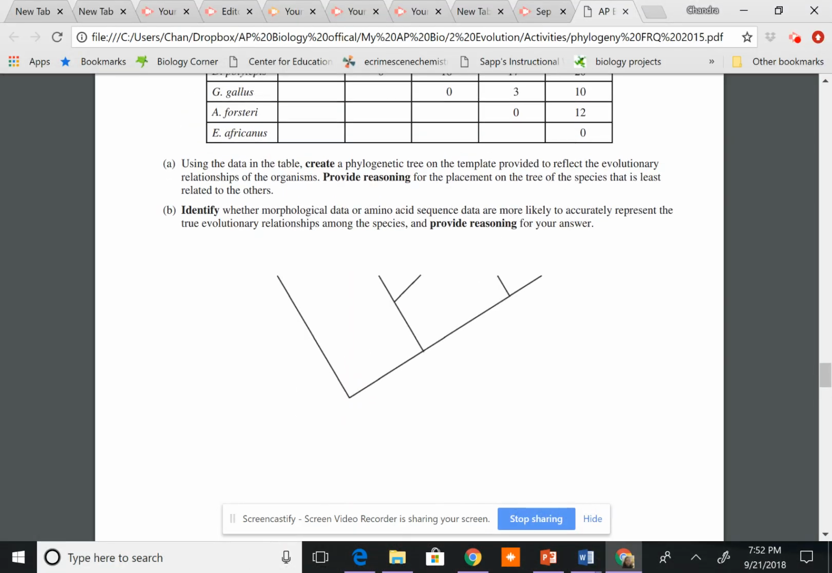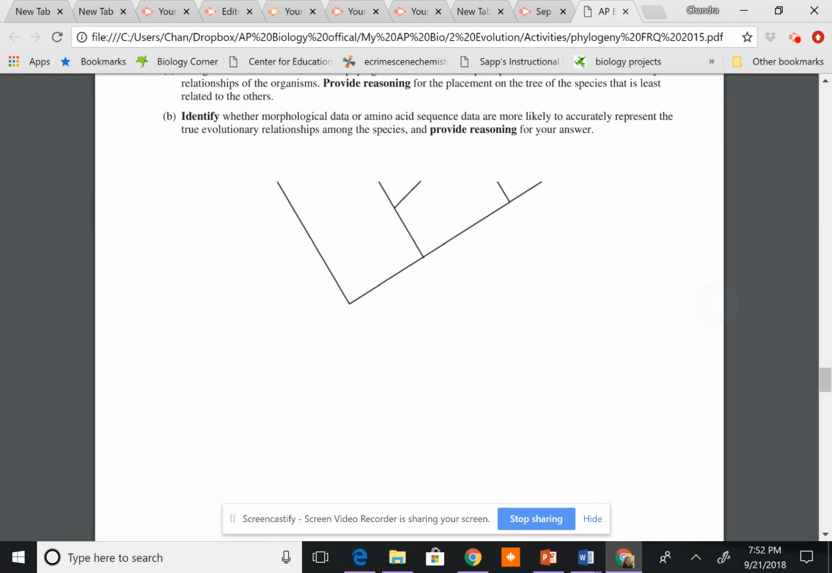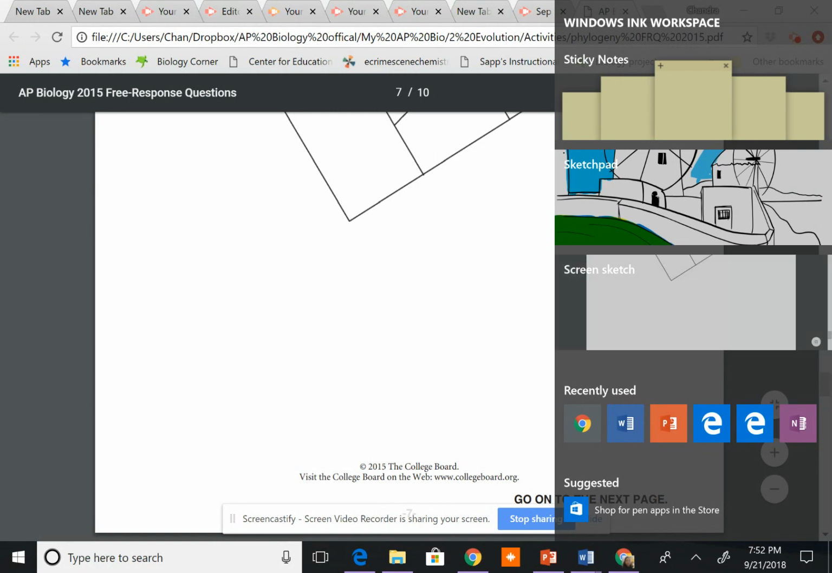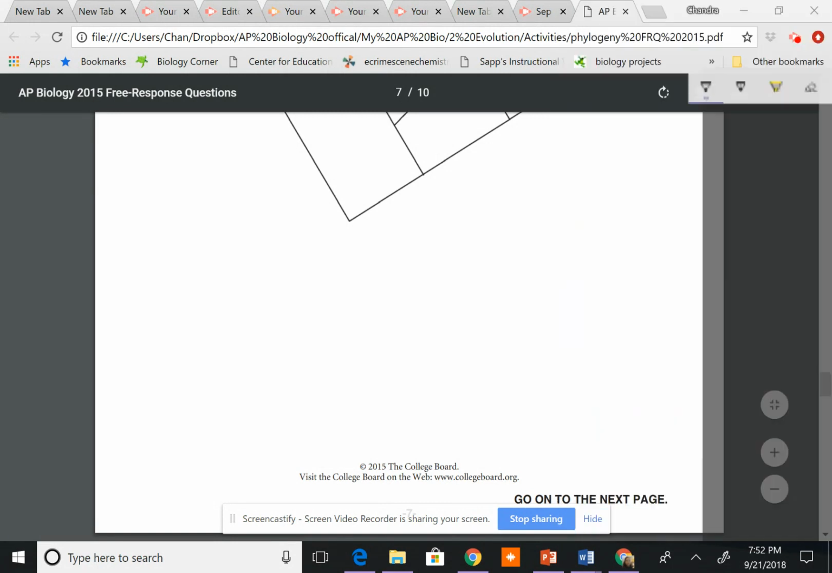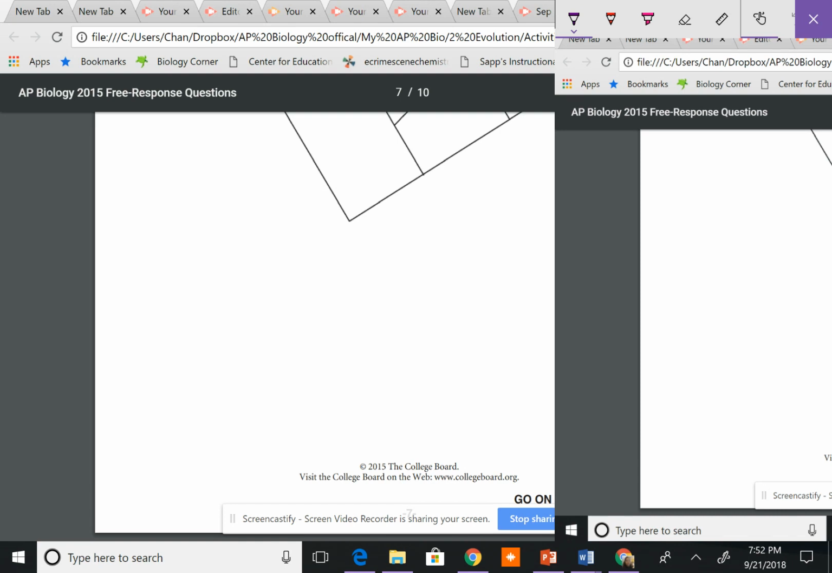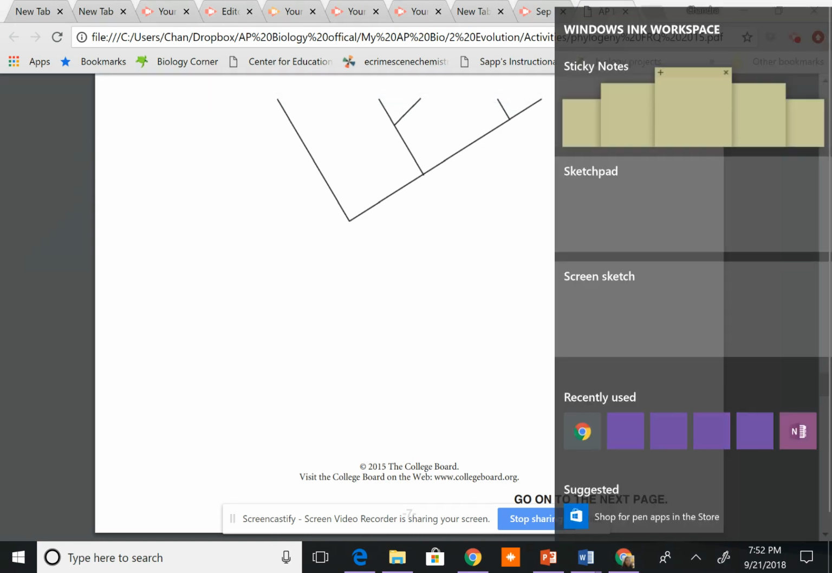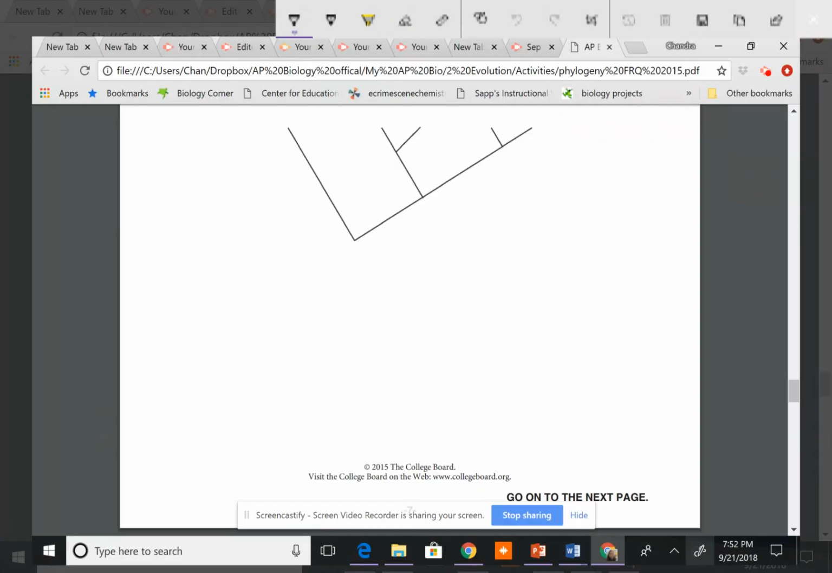Okay, so let's move back and look at Part B. Part B wants you to identify whether morphological data or amino acid sequence data is more likely to accurately represent the true evolutionary relationships among the species and provide a reasoning for your answer. So this is kind of like a trick question, because they've set it up in a way that suggests that there's only one right answer, when in truth and in fact, either of those things could be the right answer. It's just about how you justify or how you explain what it is you're thinking.